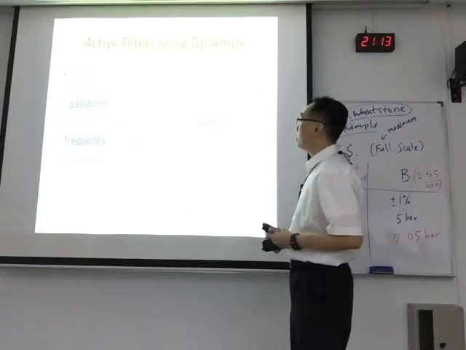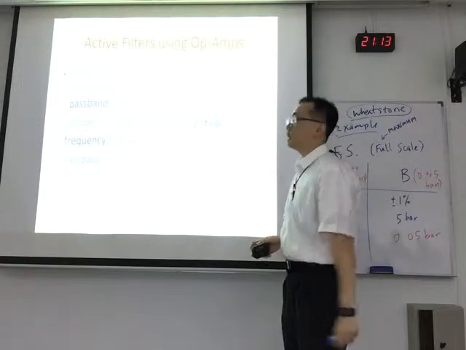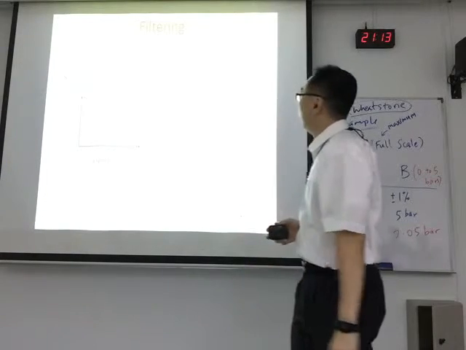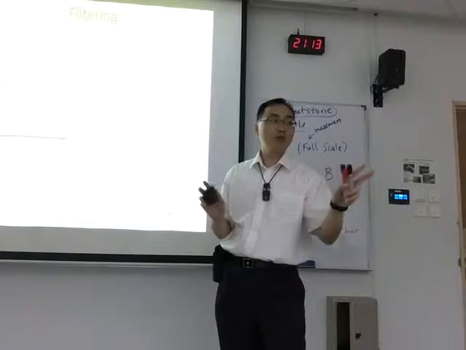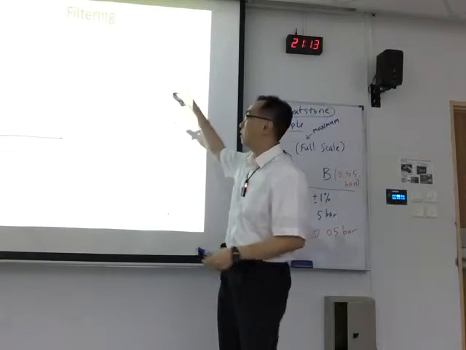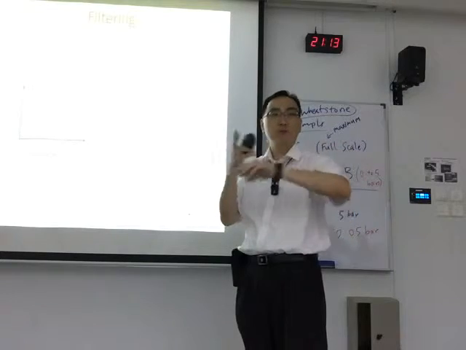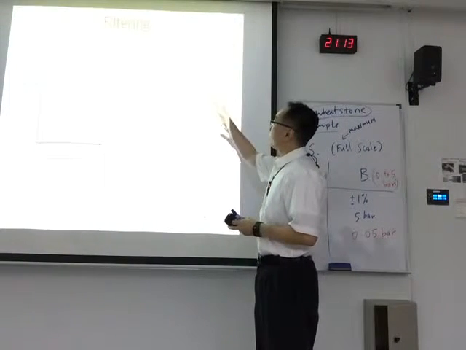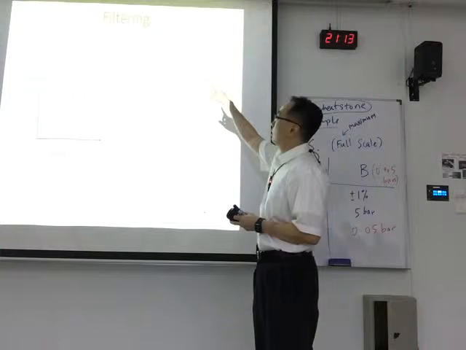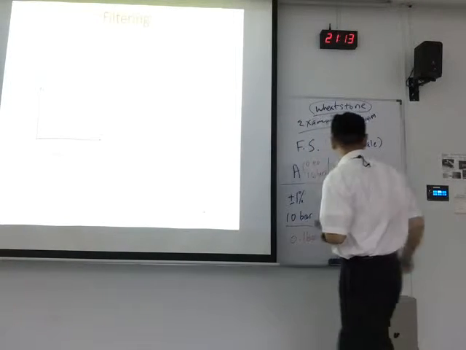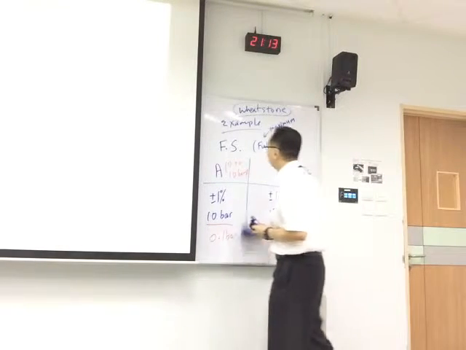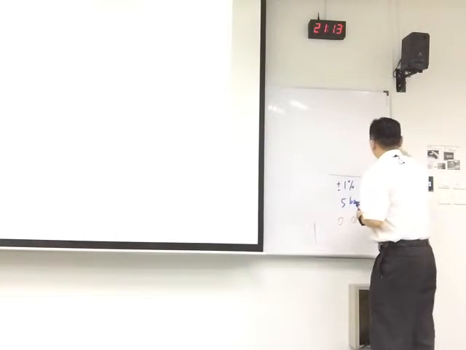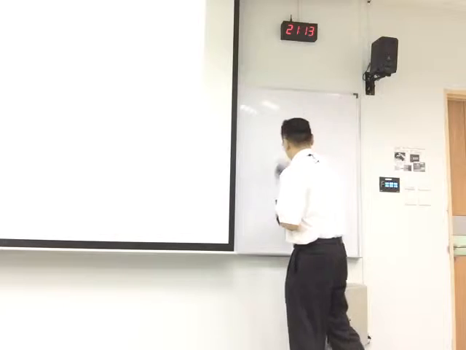So in this case, the frequency that can pass through is called the pass band. Now I'm not sure how much you know about filters, so I will take it that you don't know anything. Let's make it from ground zero. Now, these are what we call the filter responses.